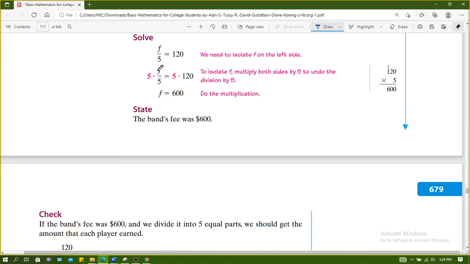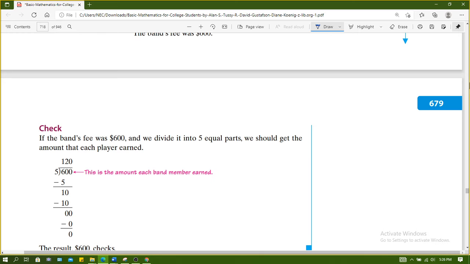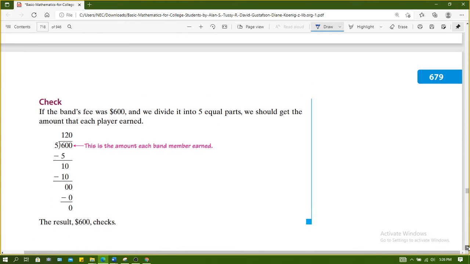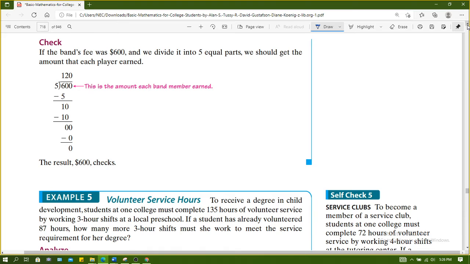And because this is a fraction, you need the multiplication property of equality. So you multiply by 5, cancel 5 and 5, so you get F. 5 times 120 is 600. So state: the band's fee was $600. Kaya tag 120 man sila kada isa, so 600 ilang original band fee, $600. Okay? So you can also check on that here. Division and result 600 checks.